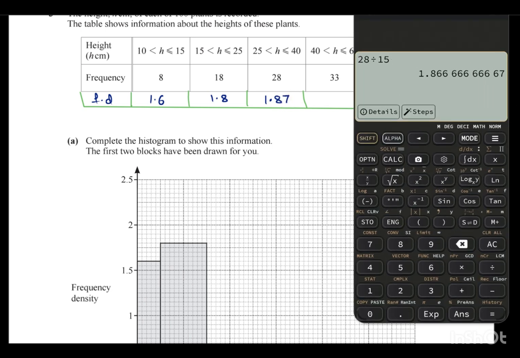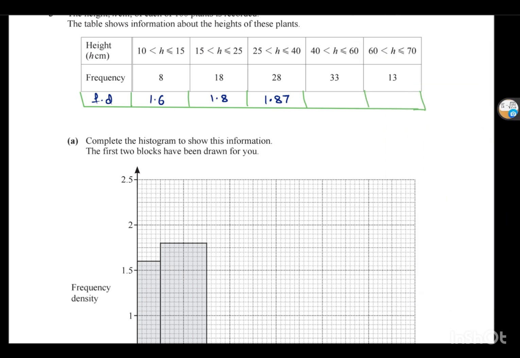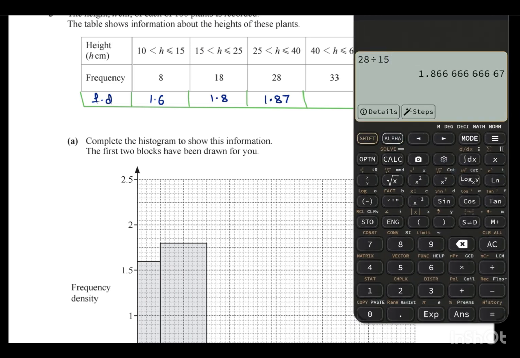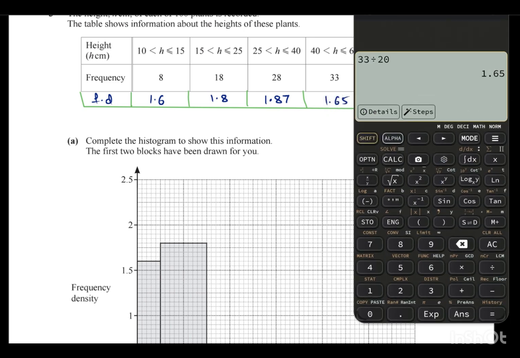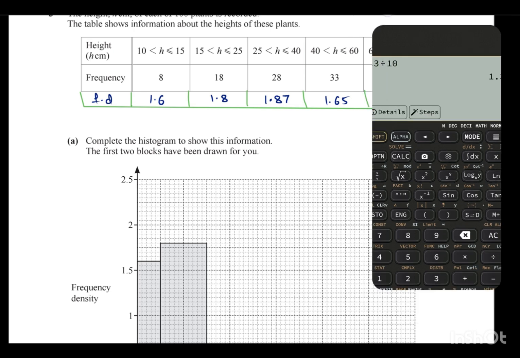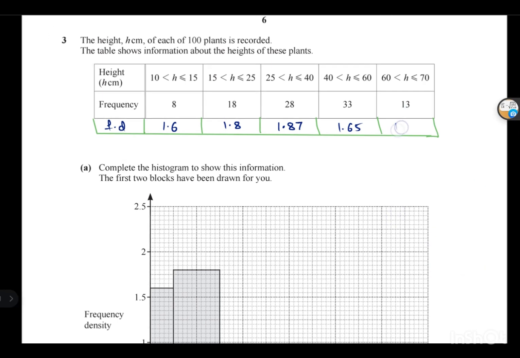Then 33 divided by the class size, 40 to 60, is 20. So 33 divided by 20 is 1.65. Then 13 divided by 10. 60 to 70 is 10. 13 divided by 10 is 1.3.